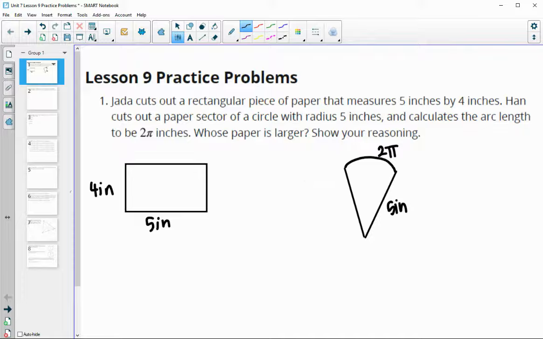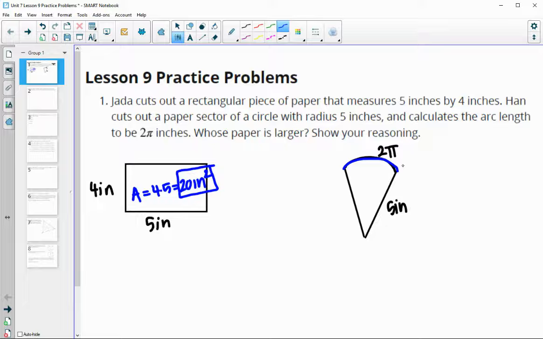Okay, so we're trying to figure out whose paper is bigger. So maybe we're looking at the area of each piece of paper. So we know that the area here is just going to be 4 times 5, which is 20 inches squared. So that's the size of Jada's paper. So then we'd want to figure out for Han's paper what the area of that is. And we only have the arc length and then we've got the radius.